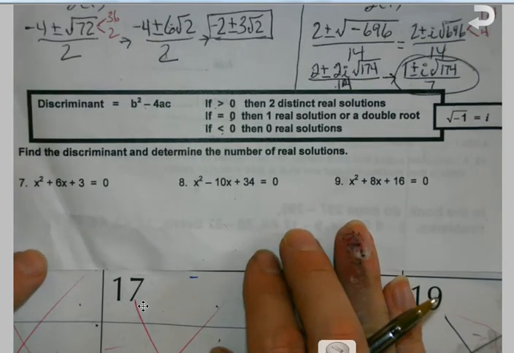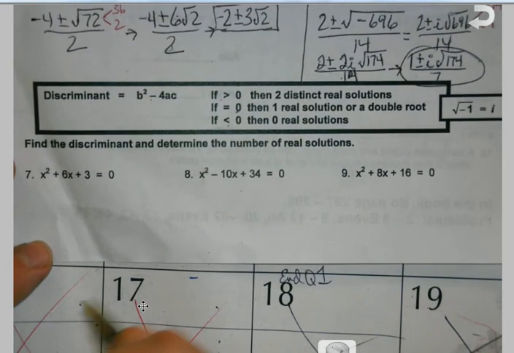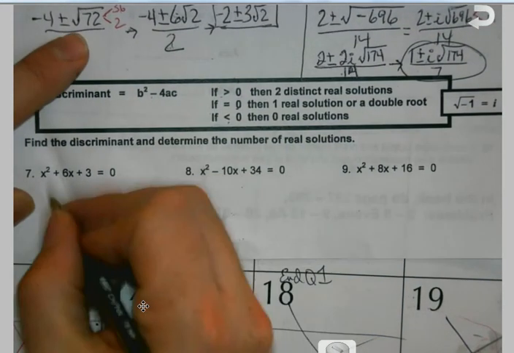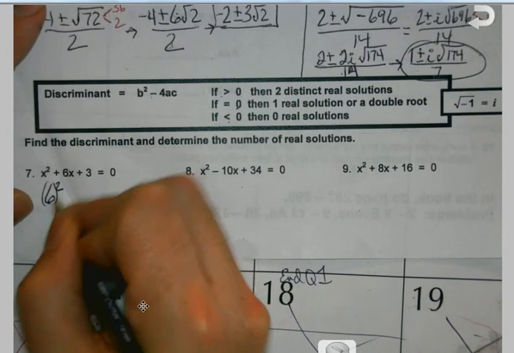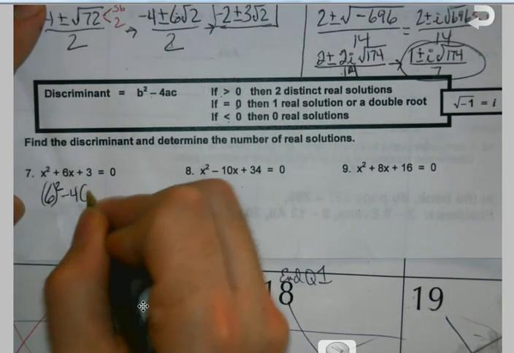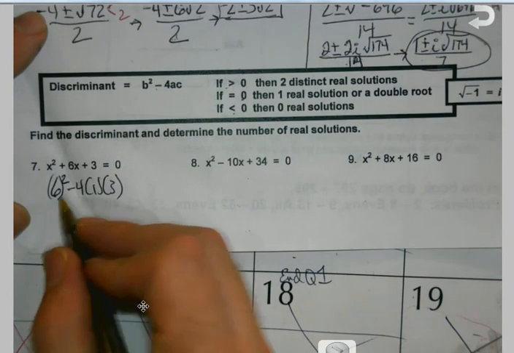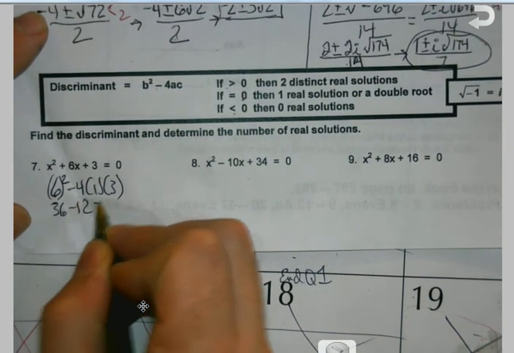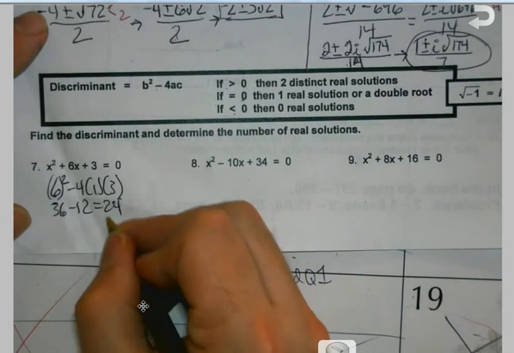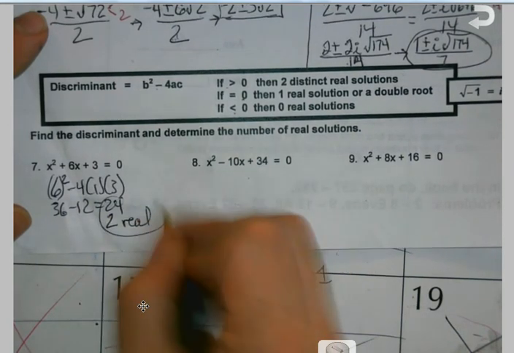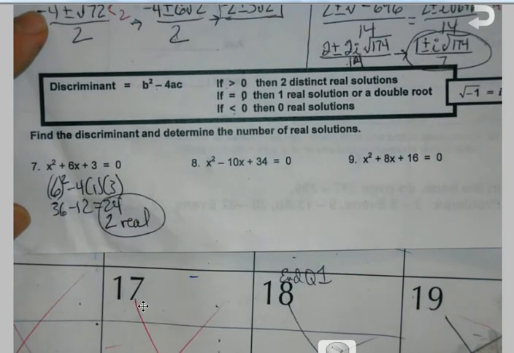So we're not looking for solutions here. We're just looking for the number. So I'm still going to do b squared, use my parentheses, minus 4ac. But I don't have to do all the other stuff. So let's see, 36 minus 12 is 24, would give me 2 real solutions. So if I were to put this in the graphing calculator and hit graph, there would be 2 x-intercepts that I could find, or that I would see. So that's another way to kind of do this if you forget something sometime.